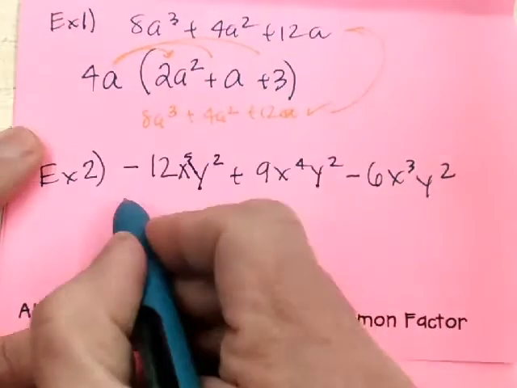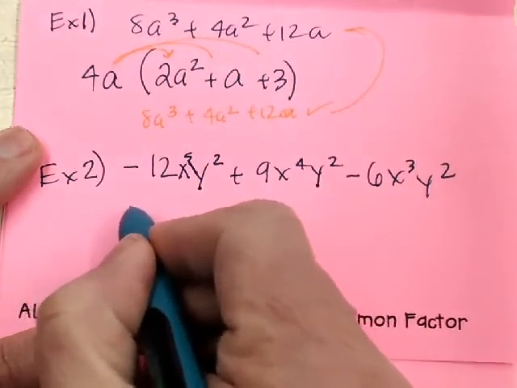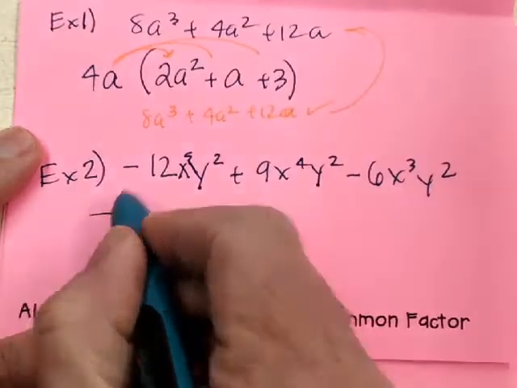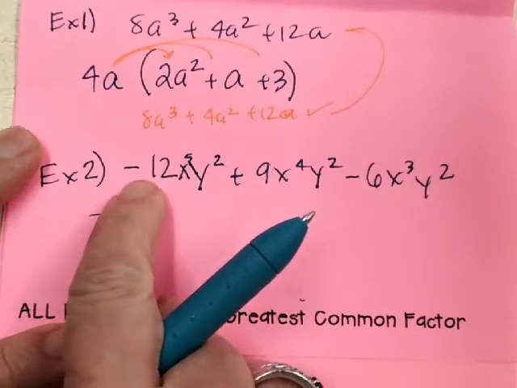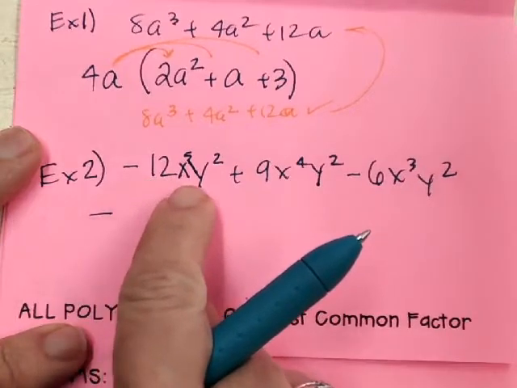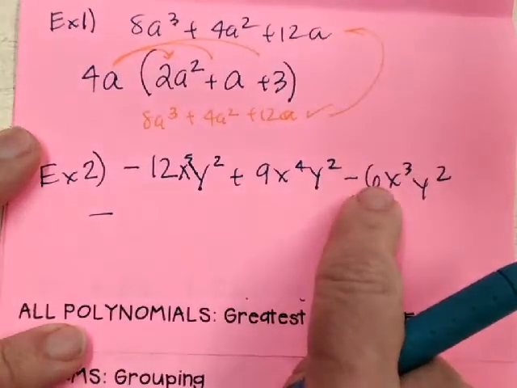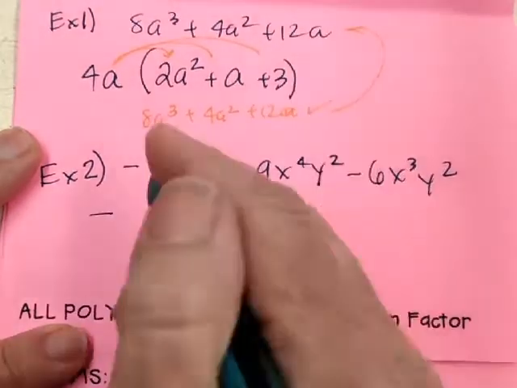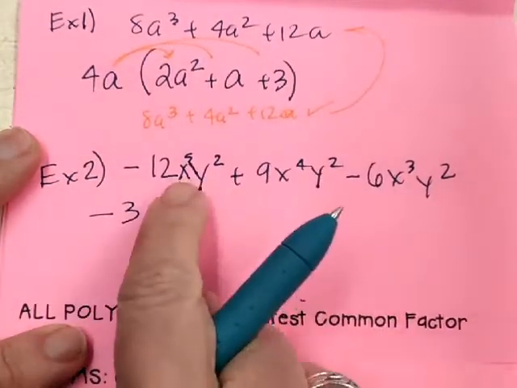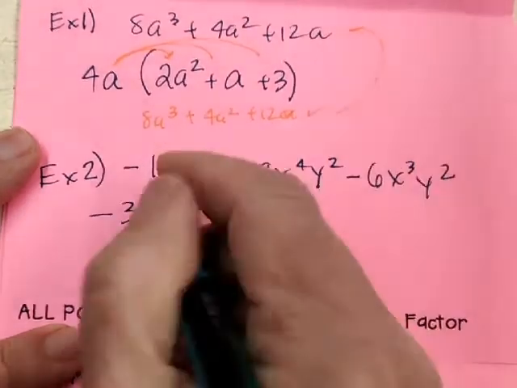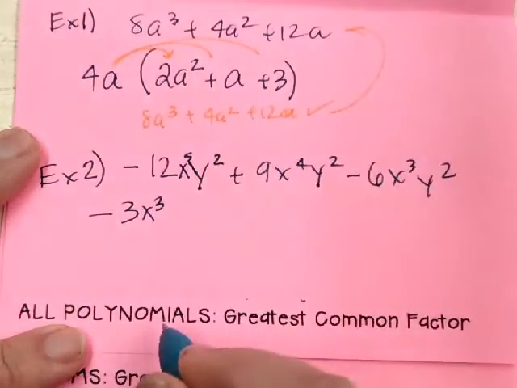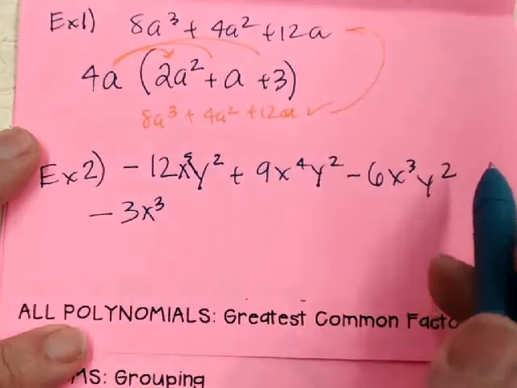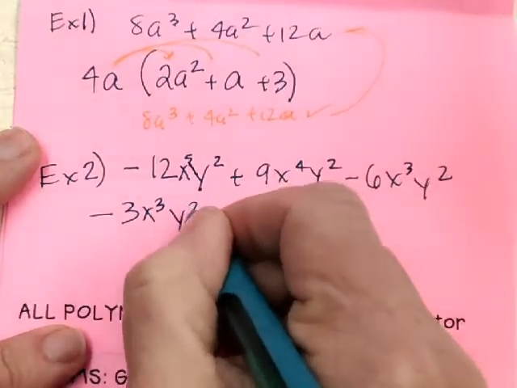So I'm going to find my greatest common factor here. I know that it's got to be negative because my first term is negative. And then I've got a 12, 9, and 6. The biggest thing that will go into all of those is a 3. X to the 5th, x to the 4th, and x cubed, so I can take out an x cubed. They all have a y squared in common, so I can take out a y squared.